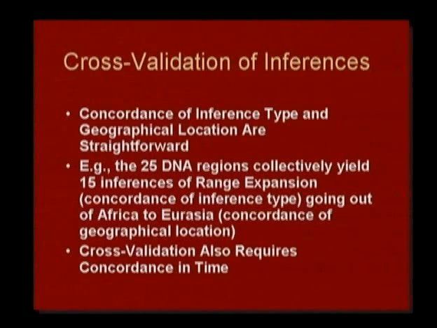Now, how do you cross-validate? So, for example, the first thing is concordance of inference type and geographical location, which are pretty straightforward. When we applied the nested clade analysis to these 25 DNA regions, they collectively yielded 15 inferences of range expansion, so that's concordance of type, going out of Africa into Eurasia. So that's concordance of geographical location. So we had 15 inferences that were concordant by type and location.